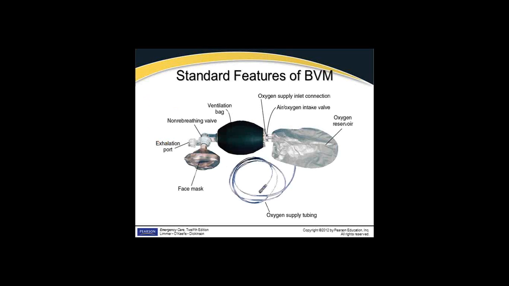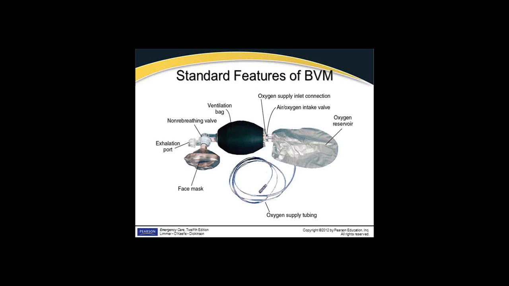And here's that picture again. You can see where the non-rebreathing valve is, the face mask, the oxygen supply tubing and a reservoir, the intake valves, and the ventilatory bag itself. So it's kind of standard. You can use an adult-sized bag valve mask on kids, but it's not always very easy to use a kid-sized bag valve mask on an adult. So if you're in a pinch and you can only grab one bag, the adult would be the way to go.